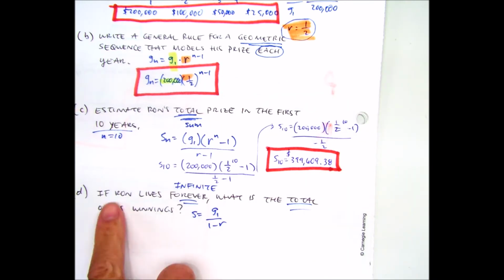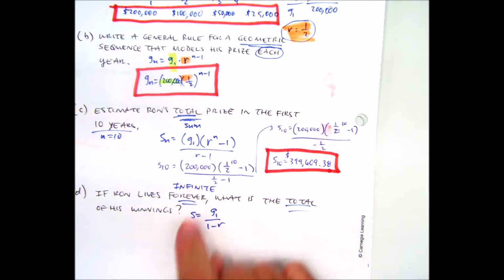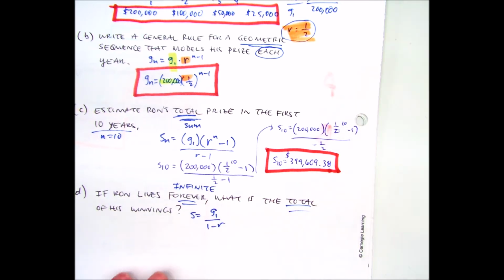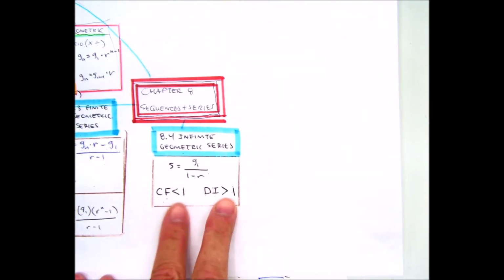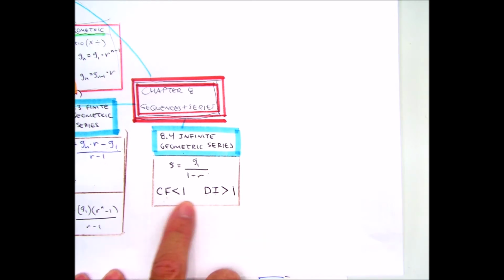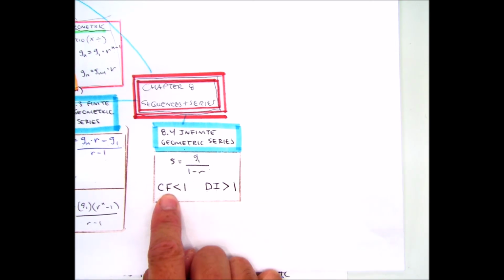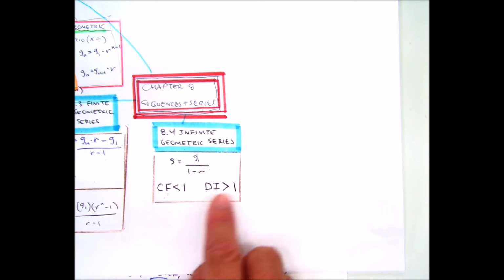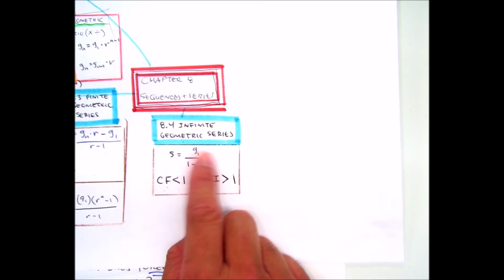Then the last question says if Ron lives forever, that means it's an infinite geometric series. What is the total of his winnings? So to summarize, the ratio is 1/2. And because the ratio is less than 1, I have an acronym. I call it I like lights, LED lights, or CFLs. Or this one looks like divergent. So the ratio is less than 1, so our sum is going to be finite. There is an amount we can get. This is called a convergent. If it was greater than 1, then your sum would be infinite. So because it's finite, I'm going to use that formula.